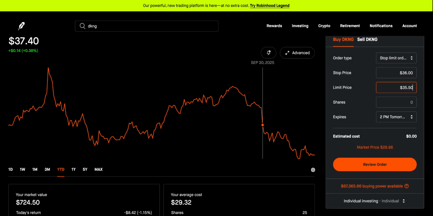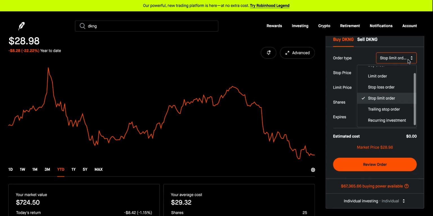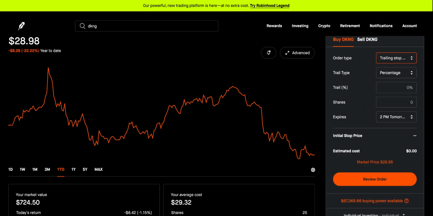So as soon as it goes below that stop price of $36, it's going to trigger this limit price, and then that limit price will be turned into a market price, and that's where you'll buy your shares at 35.50. Again, I don't really use this one that much. I don't really care for it, but you can use this one if you want to get maybe a better price on something. And then the trailing stop loss is what I use pretty much the most. This is one of my favorites.